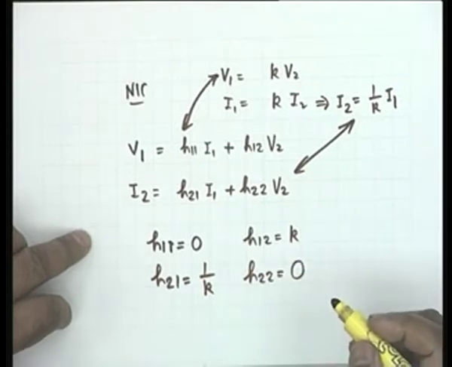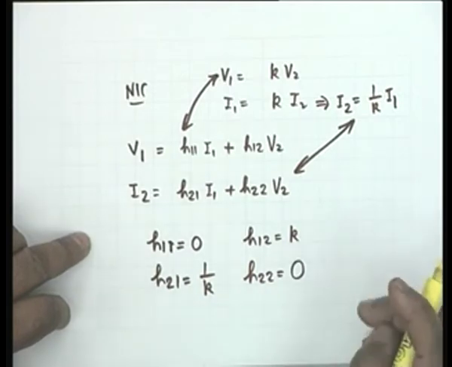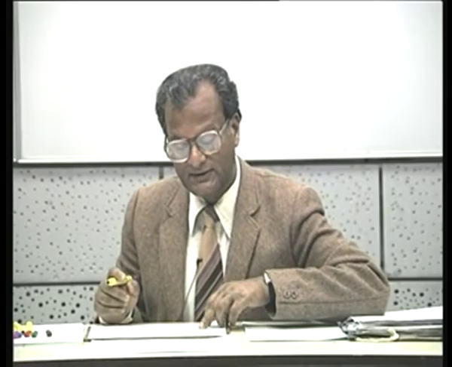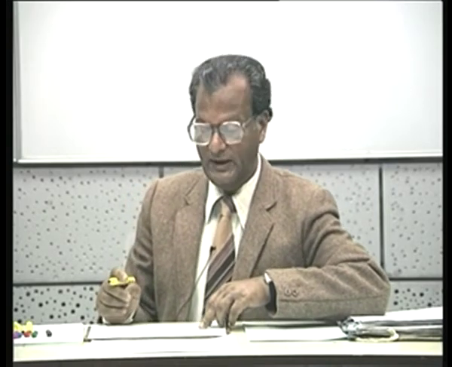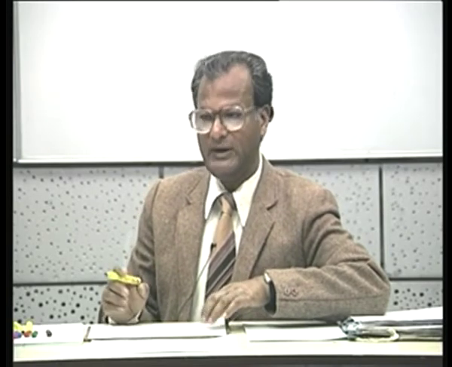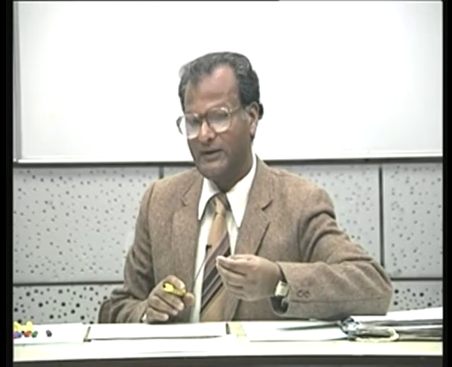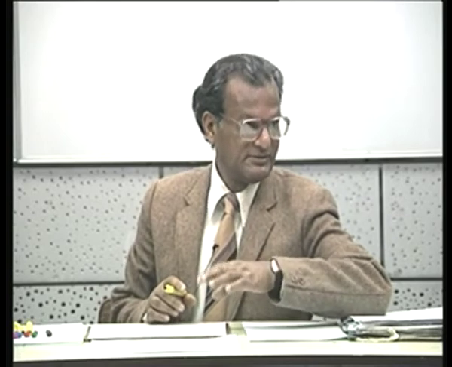You mention that V1 is equal to K V2 and I1 is equal to K I2, so we have assumed it. No, I made a statement there that this is the usual way one tries to satisfy the NIC condition. The practical circuits are built on this assumption. You can have other kinds of assumption also, that V1 equal to K I1 and V2 equal to K I2. Yes, you can do that. There are many other ways.